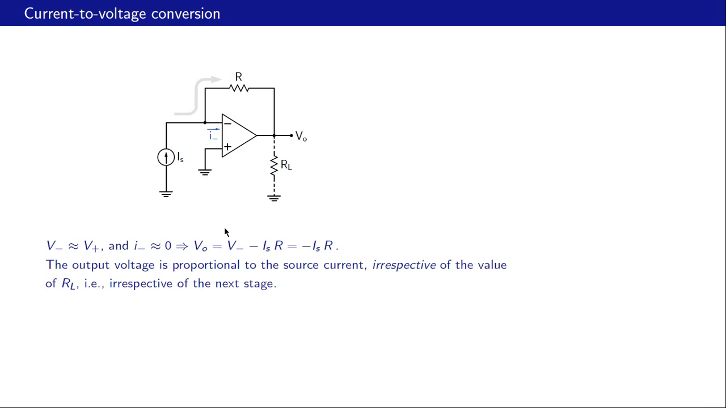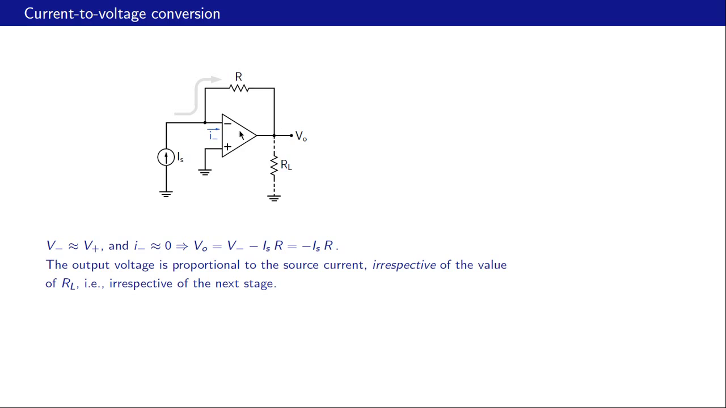Here is an op-amp circuit which can be used to convert a current to a voltage. How does it work? It's very easy to understand. This current is 0 because that's an input current for the op-amp, and therefore our signal current Is would go through this resistance R, and VO would then be V minus this voltage drop.